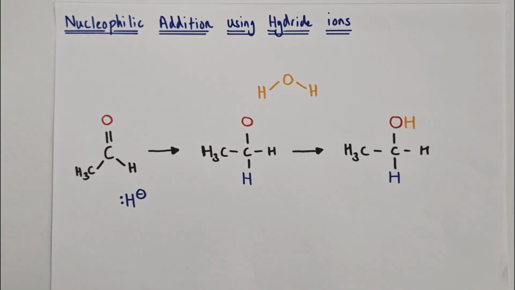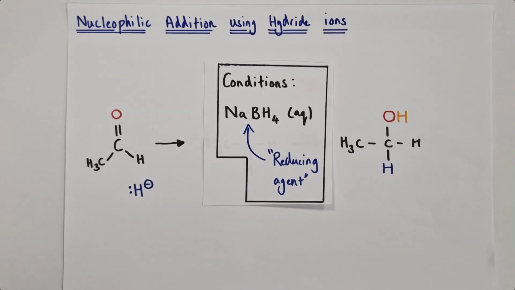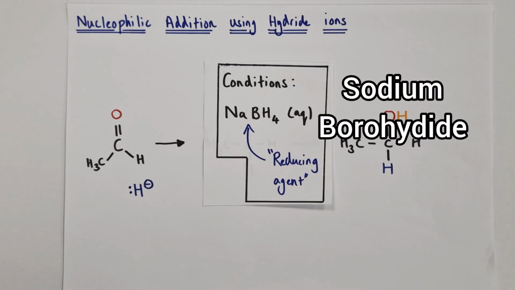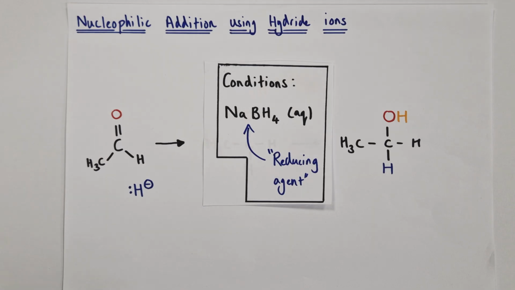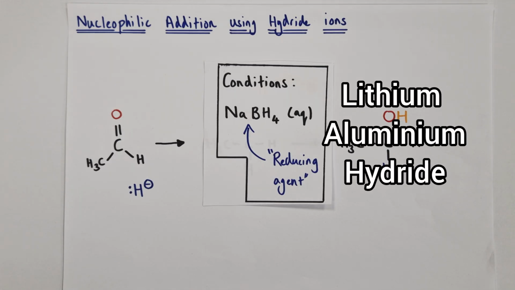Hi there, welcome to this Alchemist Chemistry video looking at nucleophilic addition using hydride ions. First thing I'm going to talk about is how we generate these hydride ions in situ using a suitable reducing agent. The reducing agent we choose is sodium borohydride. This reducing agent is strong enough to reduce things like carbonyl groups, but will not be suitable for reducing things like carboxylic acids, which need a stronger reducing agent, something like lithium aluminium hydride instead.